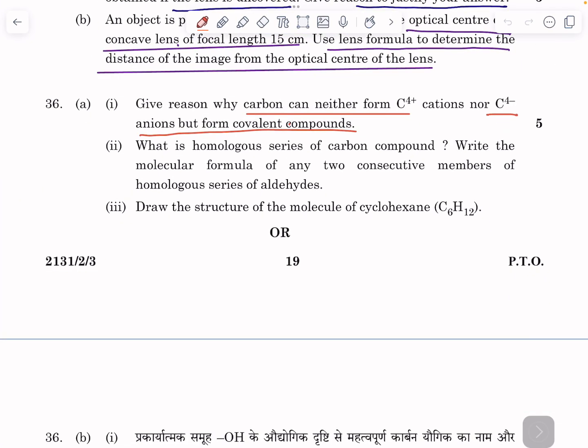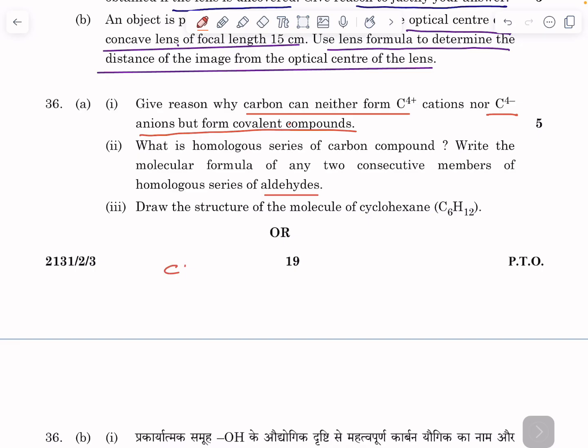Next one, what is a homologous series of carbon compounds? Write the molecular formula of any two consecutive members of the homologous series of aldehydes. You have to write the homologous series of aldehydes. What is a homologous series? A series of compounds in which the same functional group substitutes for hydrogen in a carbon chain, or a series of compounds having the same functional group and similar chemical properties is called a homologous series. Okay, then you have to write one example for the aldehyde.